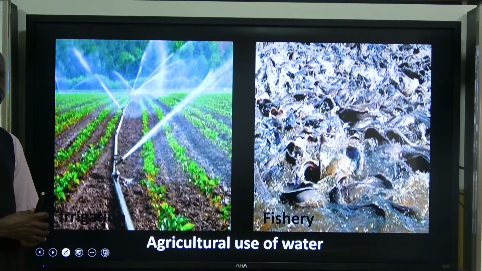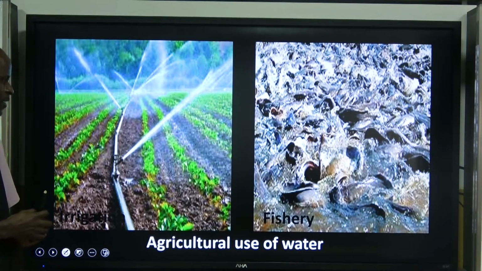Water is used in fishery. No water, no fish. Fish don't live on the land. They live in water. Want to go into fishery? You need water. In agriculture.